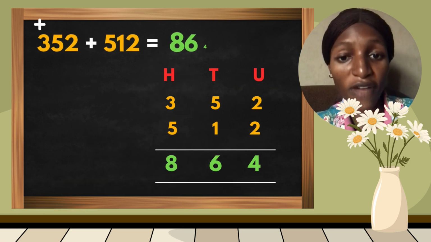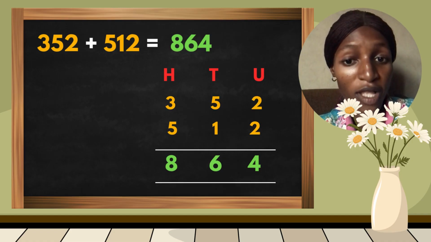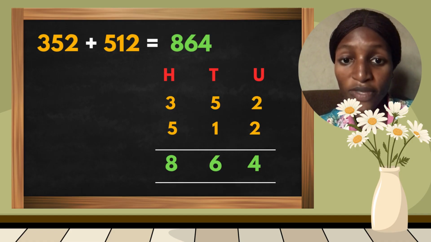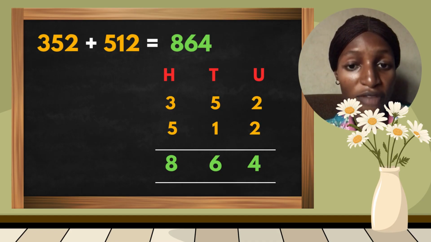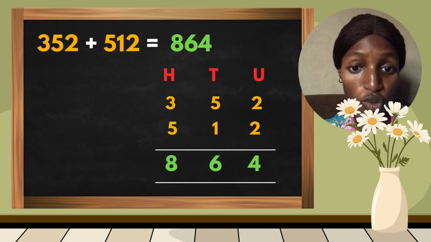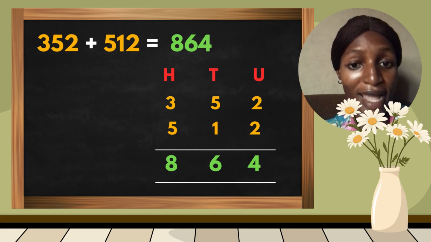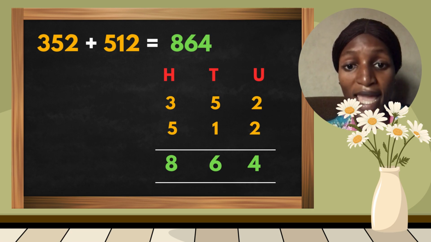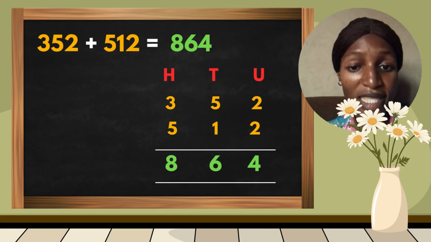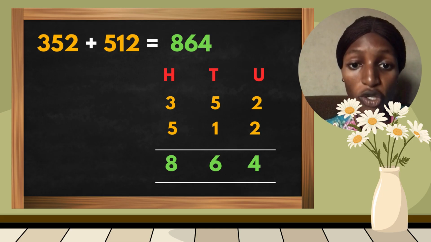Now let's arrange 352 and 512. The 2 in 352 and the 2 in 512 are units, so they must be arranged under units. And tens, 5 and 1. The 5 in 352 and the 1 in 512 are arranged under tens. And also the 3 in 352 and the 5 in 512 are arranged under hundreds. Do not forget that H stands for hundreds, T stands for tens, and U stands for units.